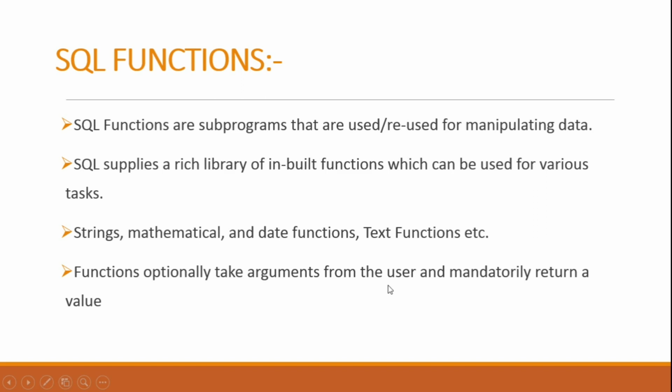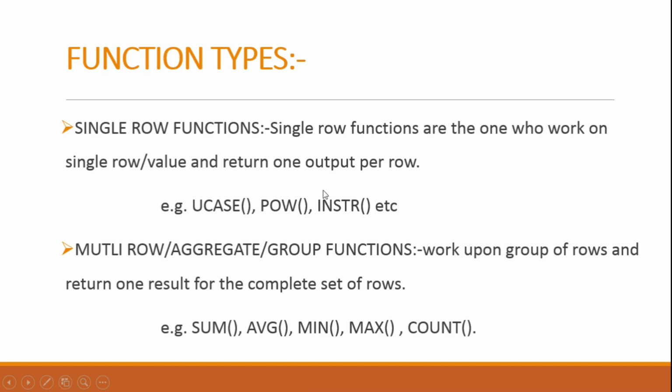Usually they take data from the user or from a table and compulsorily return a single value. Functions can be broadly categorized into two parts: single row functions and multi-row functions, also known as group functions. What are single row functions? These are functions that take one data item at a time as input and return one value as output, like ucase (uppercase), power, instr (in-string function), and many more.